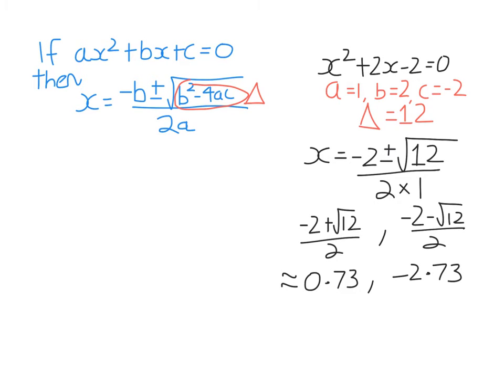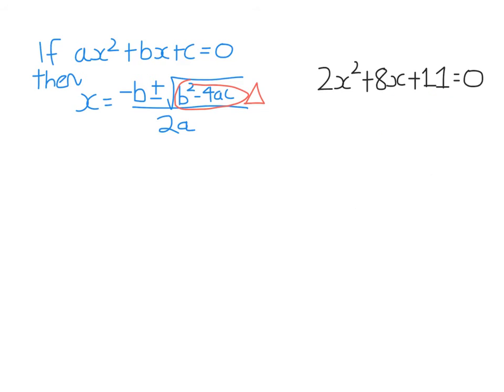And these are the same answers we got on the previous slide. This just makes things a lot easier. All right, let's try another example now. So let's have a look at this equation here. 2x squared plus 8x plus 11 equals 0.